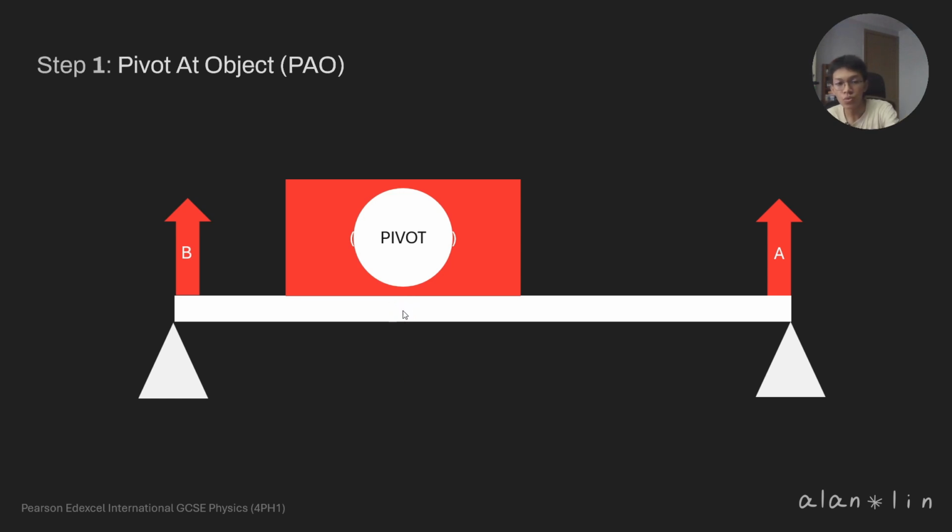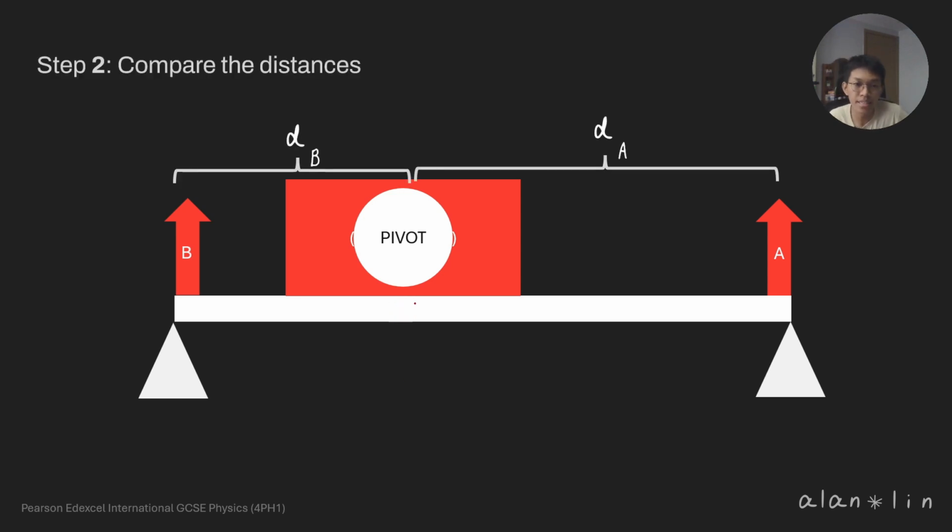And step 2 is to compare the distances between the forces and the pivot. So here, dB represents the distance between force B and the pivot, and dA represents the distance between force A and the pivot. If we compare the distances, it is obvious that dB is less than dA.